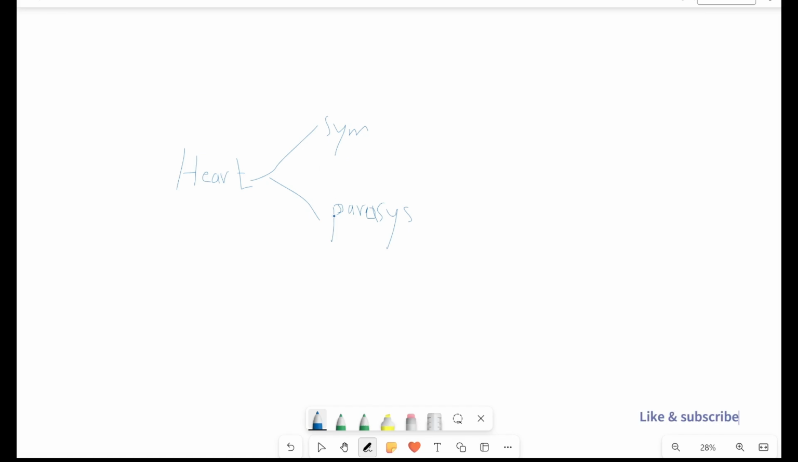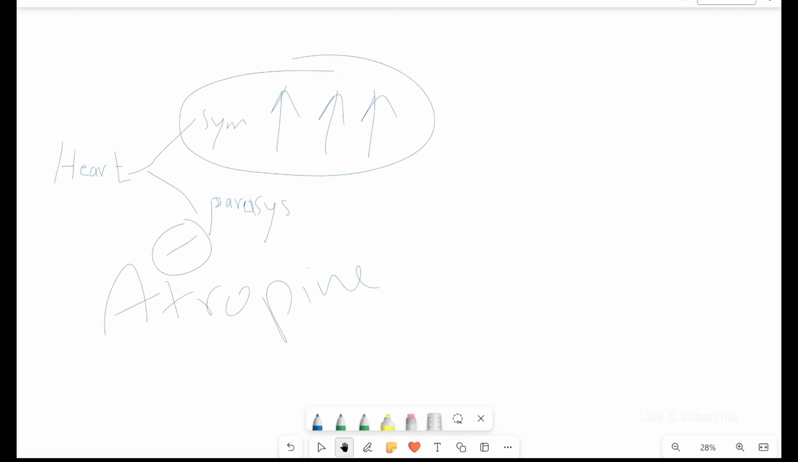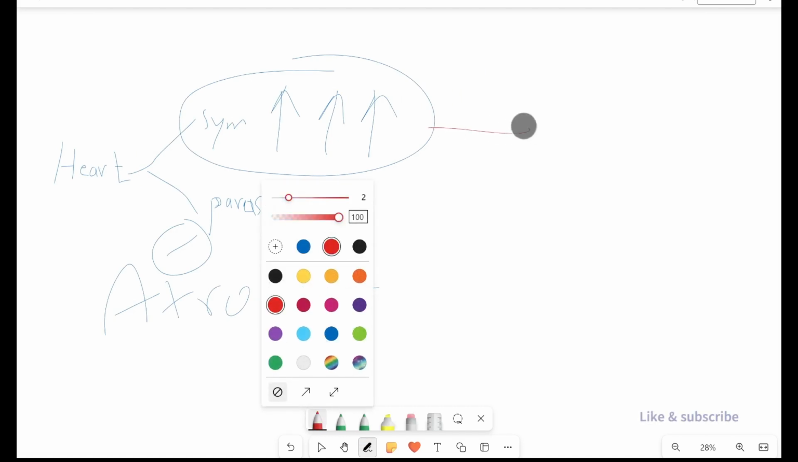So what happened here when you prescribe atropine to the patient? When you prescribe atropine to the patient, the result will be inhibition of the parasympathetic system. So when you inhibit the parasympathetic system, this will activate a compensatory mechanism. This will activate the sympathetic system. Okay, so activation of the sympathetic system will lead to increased heart rate and increased conductancy.